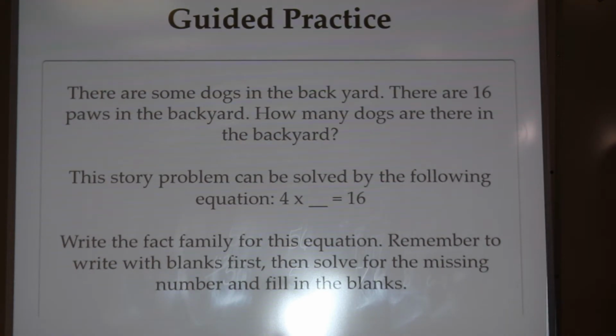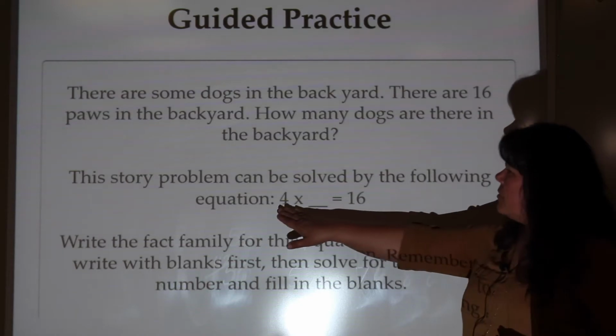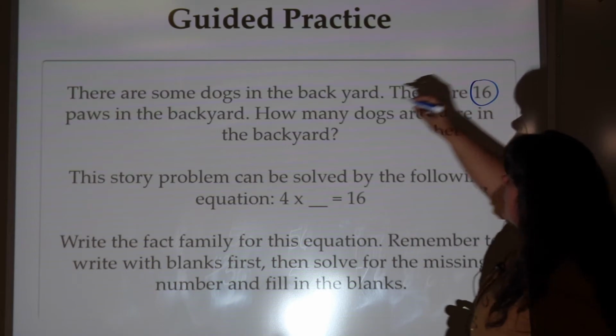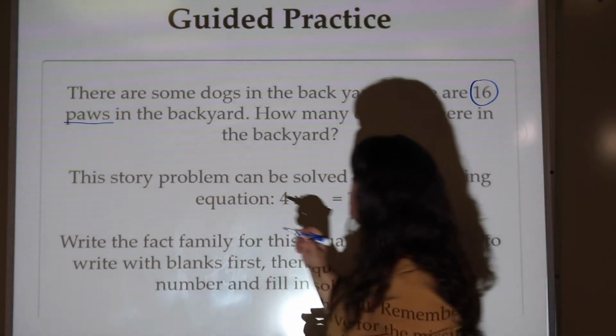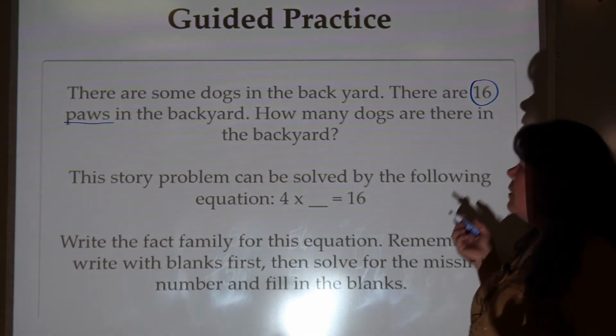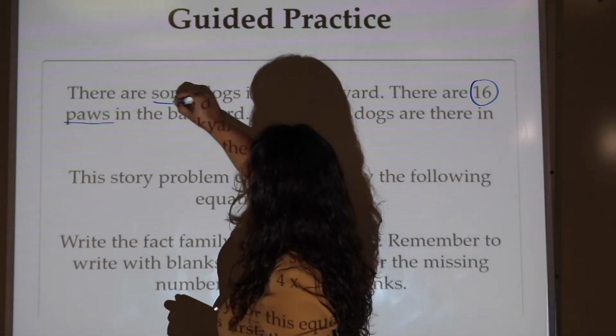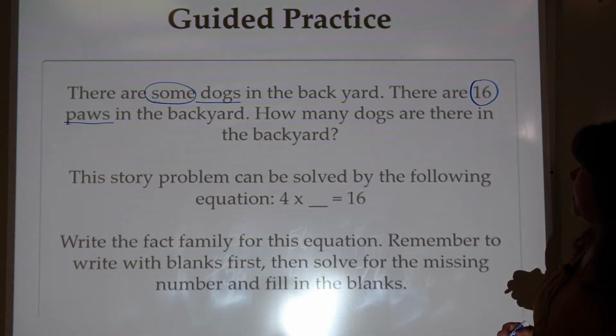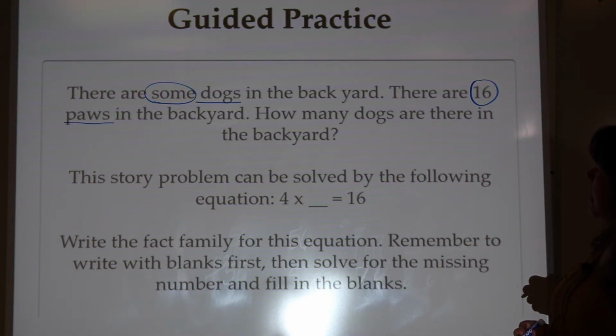All right, here's a guided practice one. There are some dogs in the backyard, and there are 16 paws in the backyard. How many dogs are there in the backyard? This story problem can be solved by using, there's 4. Let me go through and look at this. Let's see, we've got 16 paws. And we have some dogs. We don't know how many they are. There's some dogs, so that's going to be my unknown. How many dogs are there in the backyard?